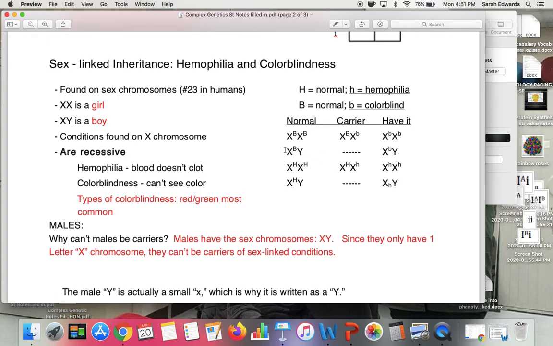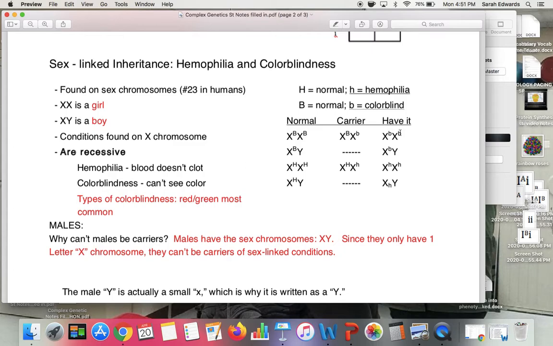If we look at this here, X big B Y, this is a male, not colorblind, because the capital is normal. These are recessive conditions. Here, this is a female who is normal. Two X's means girl. The two capital H's means she does not have hemophilia. She's normal.